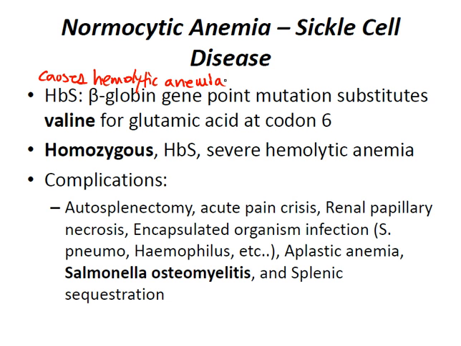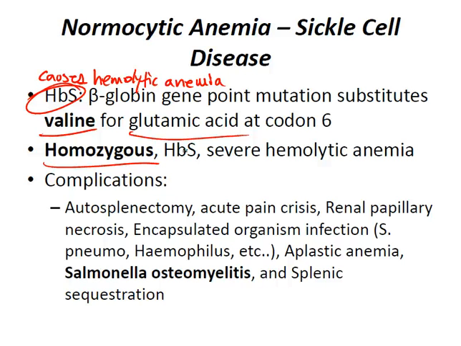Causes hemolytic anemia. Now, hemoglobin S is the beta globin gene point mutation that substitutes valine for glutamic acid at codon 6. Sickle cell disease is homozygous, and you see severe hemolytic anemia and hemoglobin S. The sickle shape is due to spontaneous polymerization of hemoglobin S in deoxygenated states. The painful crisis is usually during dehydration, infection, temperature extremes, or sudden decreases in ambient O2 tension like high altitudes.